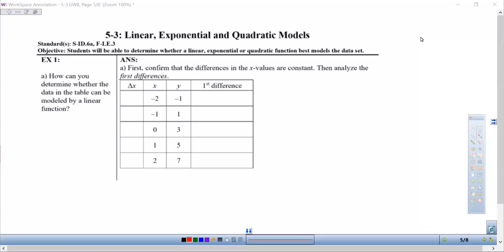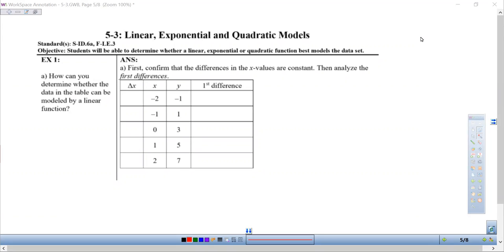For section 5.3, we're identifying whether models of data are linear, exponential, or quadratic. So we're going to look at each one separately, and then when you're doing your assignment, you're determining which of the three it is. It could also be neither of the three models.